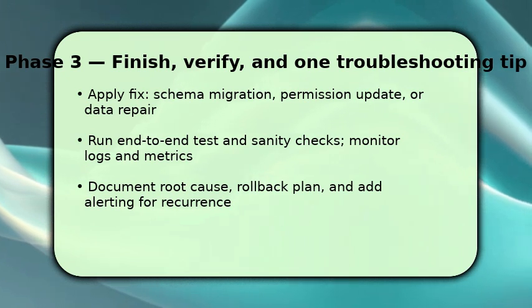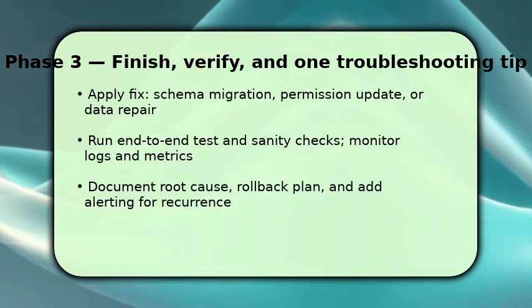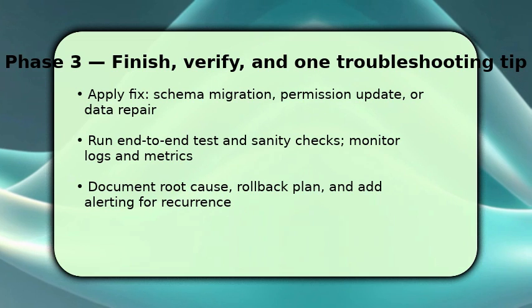If things go wrong, check replication lag and recent ACL changes first. They are the most common hidden culprits.